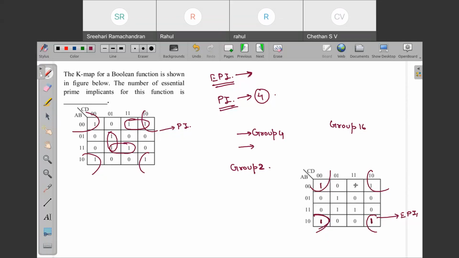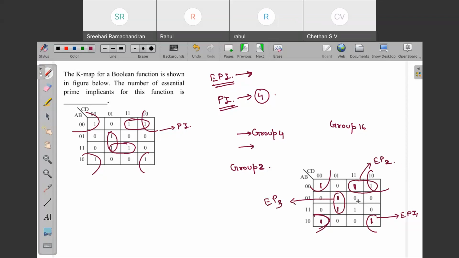Now look at this one. This one has only one option, to make a group of 2 with this one. So this is one more essential prime implicant. Check for this one. This one has only one option, to make a group of 2 like this. So this is essential prime implicant 2. Sorry, third.